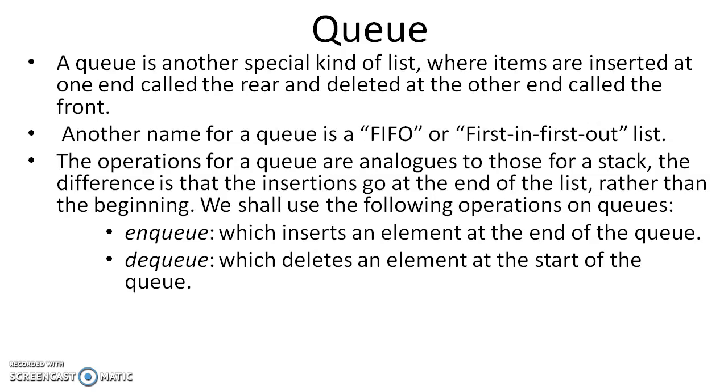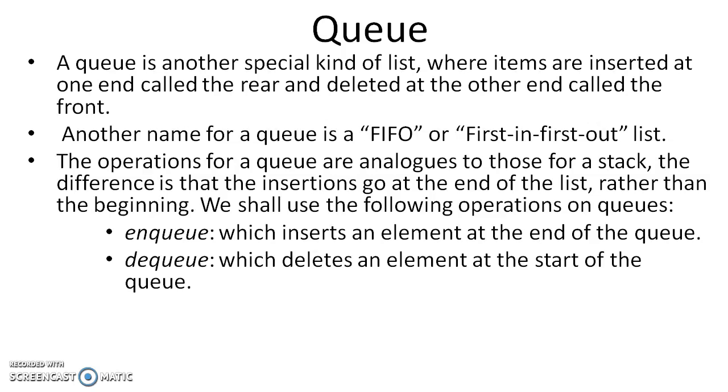The elements are inserted from the end called the rear and the elements are removed from the end called the front. Another name for the queue is first in first out list, or first in first out data structure. The operations on this queue are somewhat similar to those of the stack, the only difference being the place where we are inserting and deleting. The two operations that we implement on the queue are enqueue and dequeue, and we can also call them insert and delete operations.